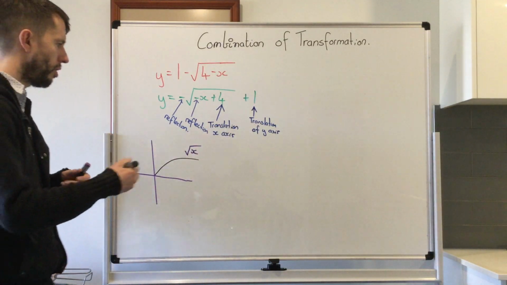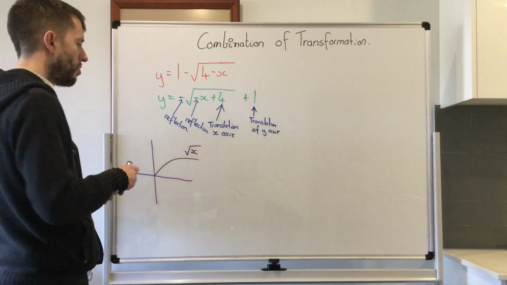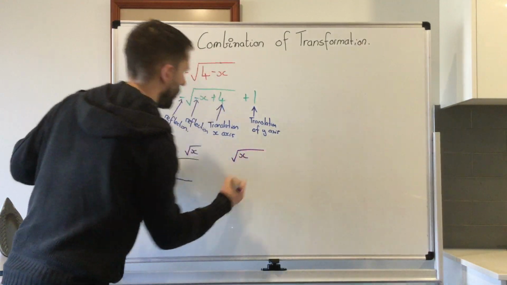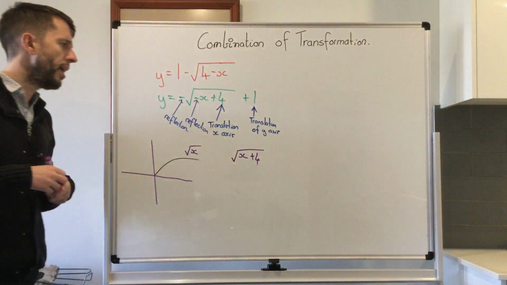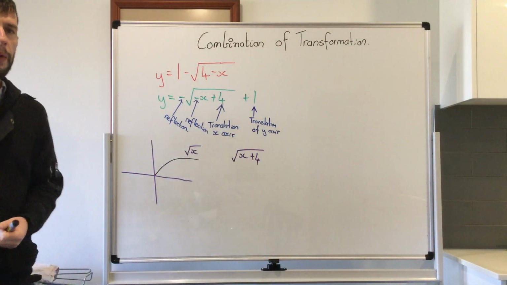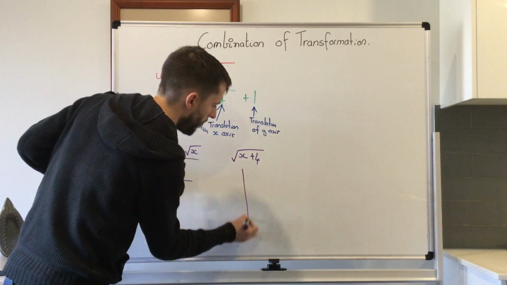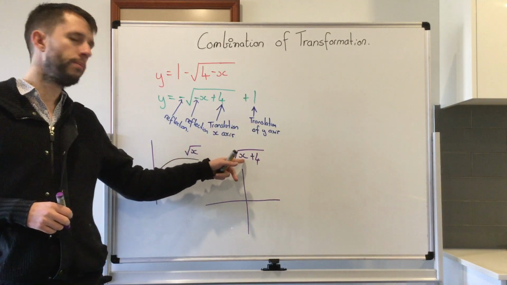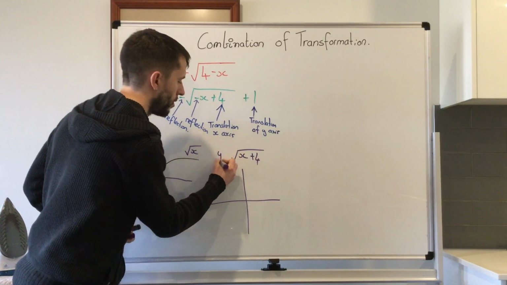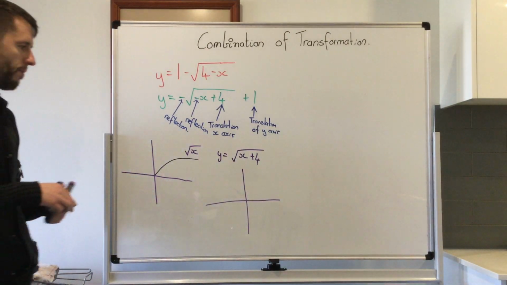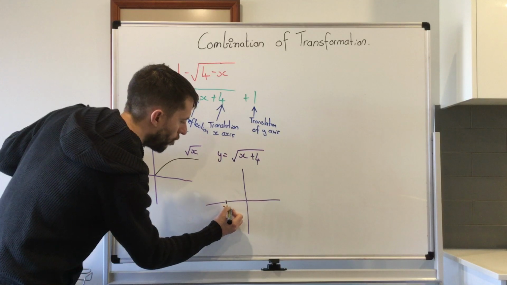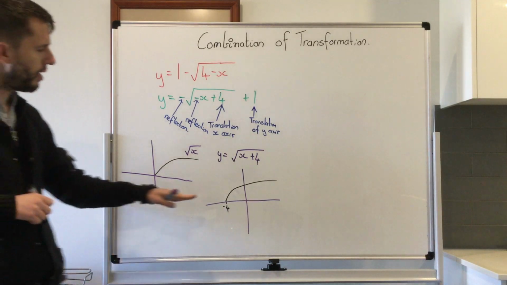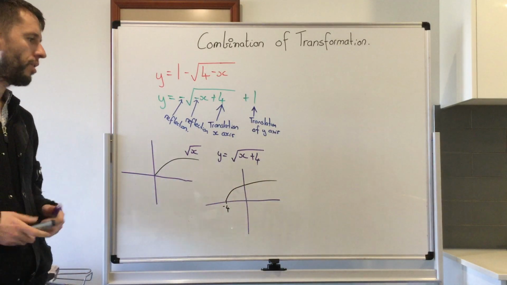So the first thing I'm going to do is think about going from square root of x to square root of x plus 4. All that means is I'm shifting my graph. My graph is shifting 4 spaces to the left because for y to be 0, x must be negative 4. So that's just saying at negative 4, I have my graph. Okay, so now I've moved to the cross, then I look at the next part.